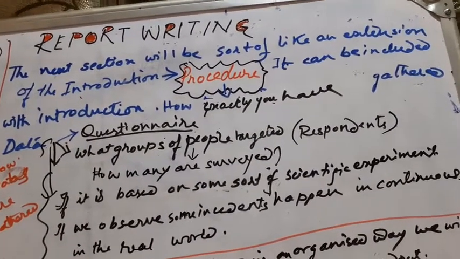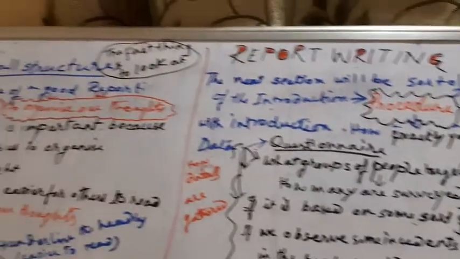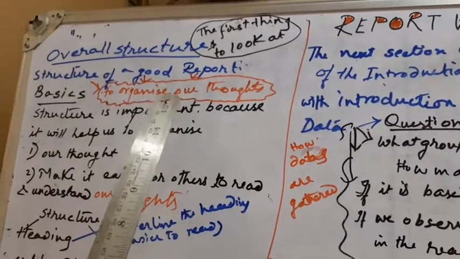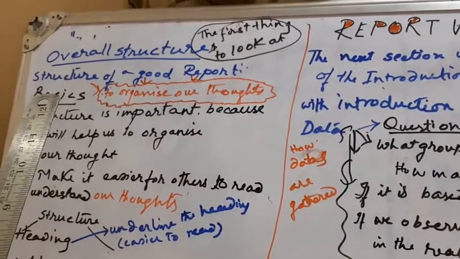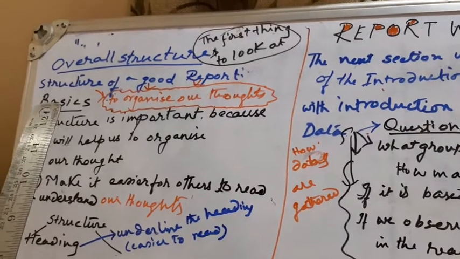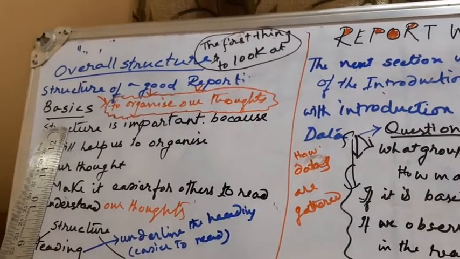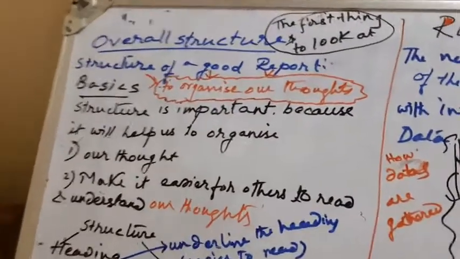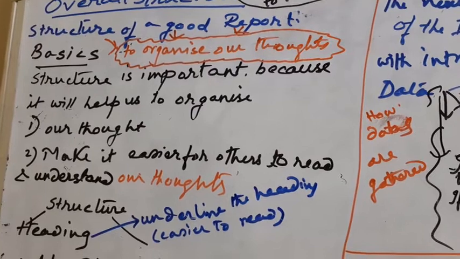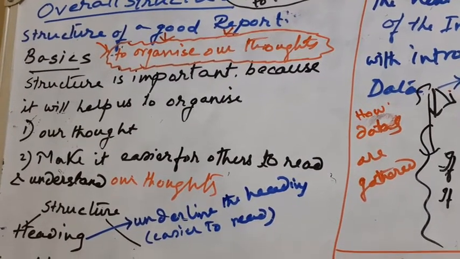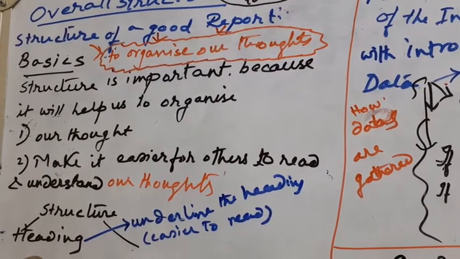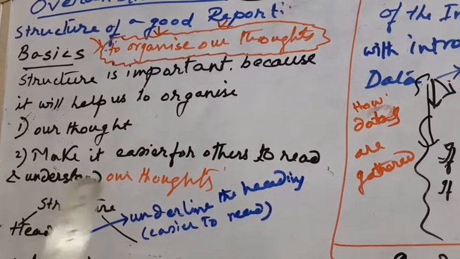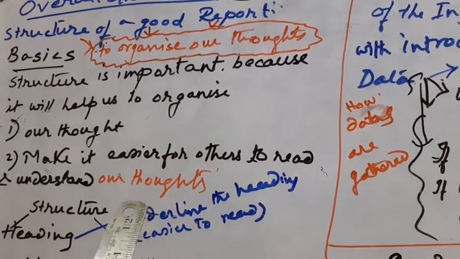Now, to organize our thoughts, we need to go for a proper structure. So the first thing we will discuss is the structure. The structure is important because it organizes our thoughts well and makes it easier for others to read and understand them.